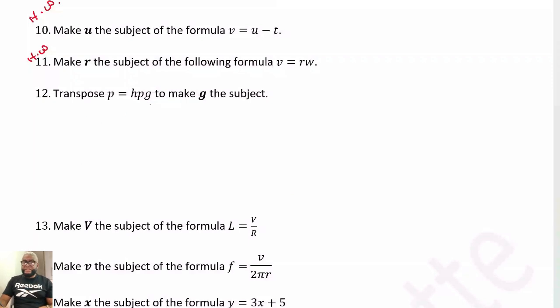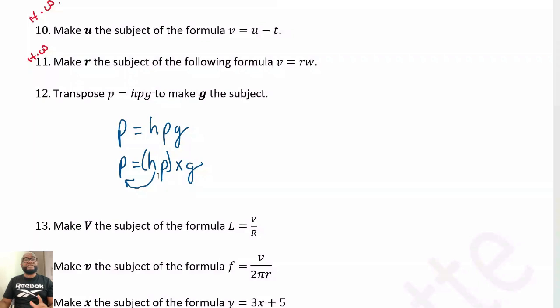Right, let me go. Transpose P is equal to HPG to make G the subject of the formula, right? I'm going to write over the formula here. P is equal to HPG. We want to make G the subject of the formula. What is understood in the middle between this P and this G? Multiply. I'm going to write it over. It will be P is equal to HP multiplied by G.